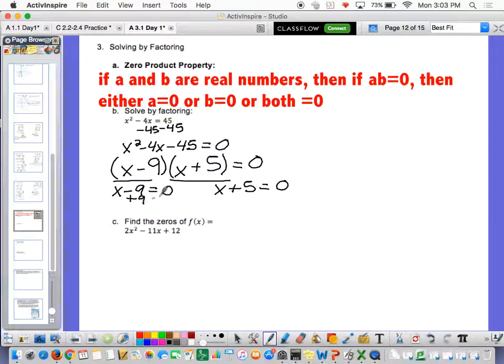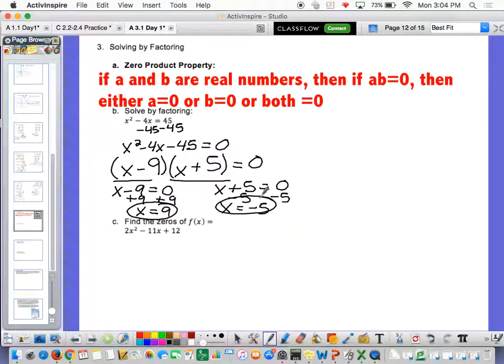So Algebra 1 was a fun time when you solved one-step equations. x is equal to 9, or if you subtract 5, subtract 5, x was equal to negative 5. Two answers. That means if you plugged both of those into this equation, it would work. Do it so that you know you got 100% on that part of the test, okay?